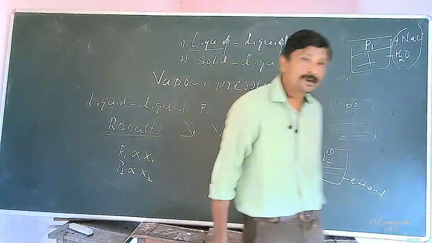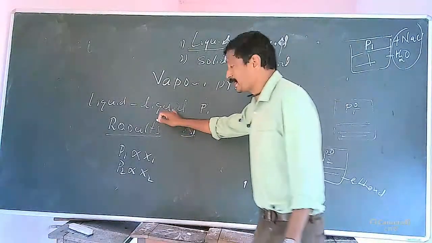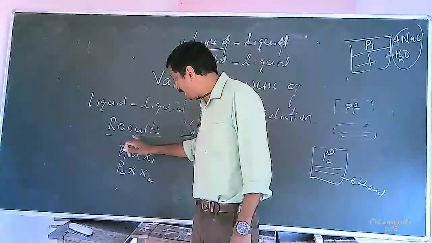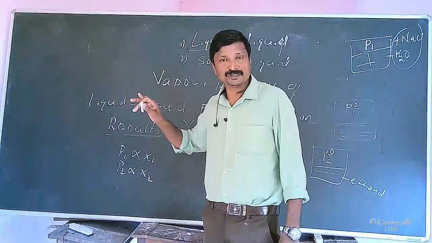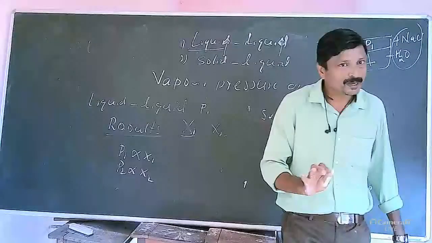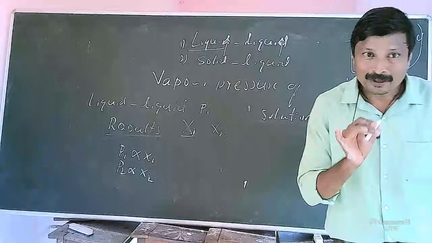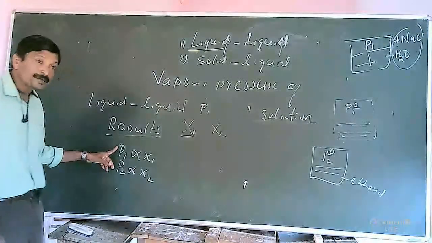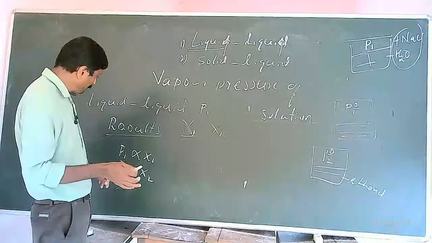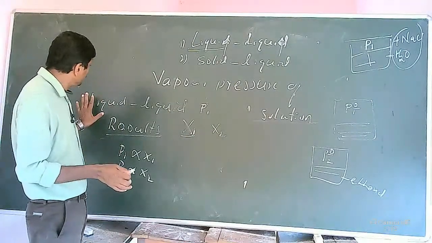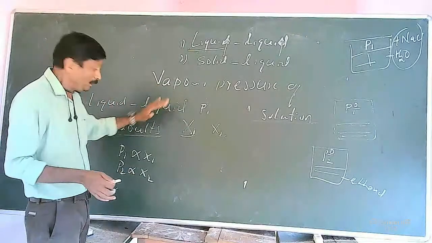How do you define Raoult's law? For a liquid-liquid mixture, the partial vapor pressure of each component is directly proportional to its mole fraction. Similarly for x1 and x2, and 1 and 2. What are P1 and P2? P1 is the partial vapor pressure of the first component and P2 is the partial vapor pressure of the second component. So what type of solution are these? These are liquid and liquid.